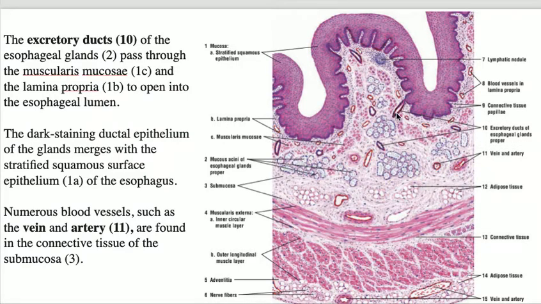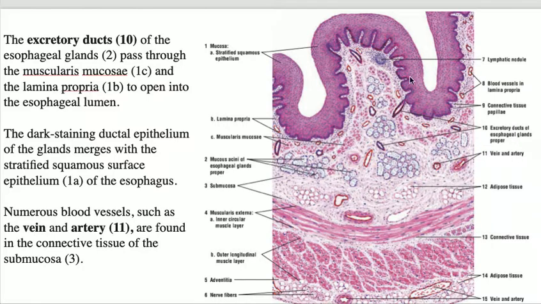Basically, they pass through the muscularis mucosae. We can see over here it is passing through the muscularis mucosae and the lamina propria, and it opens into the esophageal lumen. Right, so the secretions need to be poured inside the lumen, and this is how they are getting poured inside.